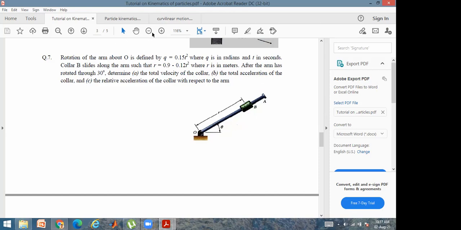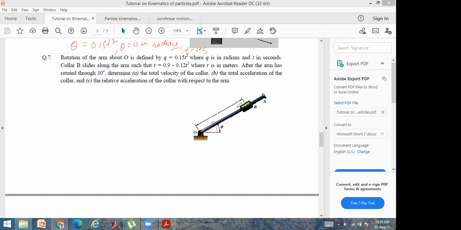Rotation of the arm about O is defined by theta equals 0.15 t square, where theta is in radians and t is in seconds. Time is given in seconds. The arm O is rotating with respect to theta.